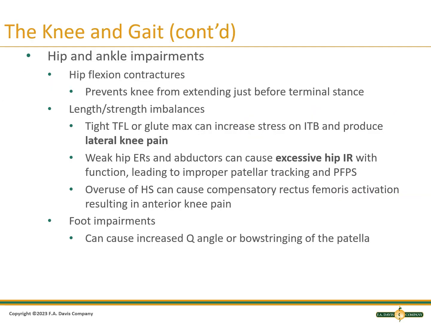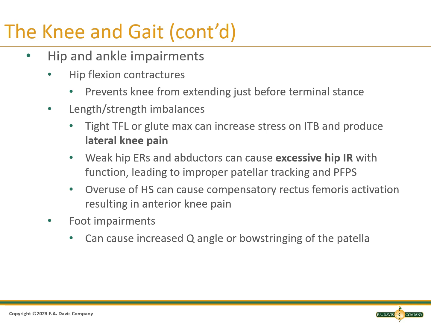The knee can also be impacted during gait if we have hip or ankle impairments. So a hip flexion contracture is going to prevent the knee from extending just before terminal stance. Length or strength imbalances to the muscles, like a tight TFL or glute max, can increase stress on the IT band and produce a lateral knee pain.